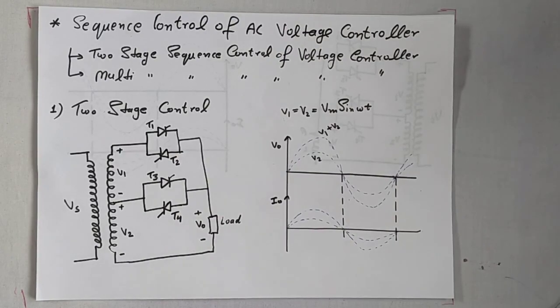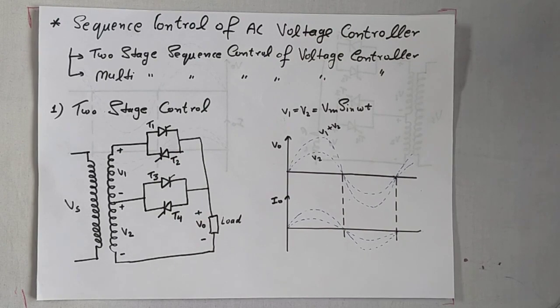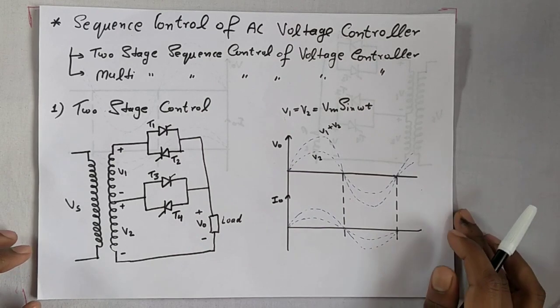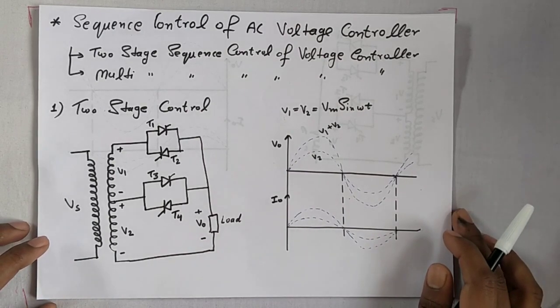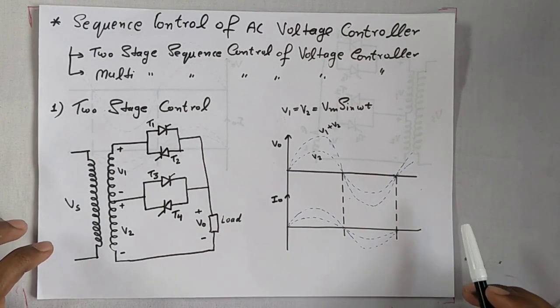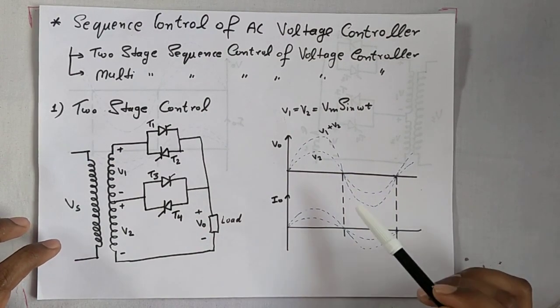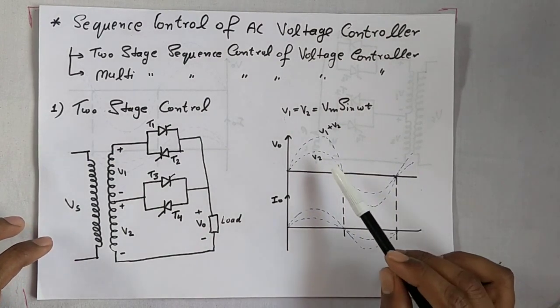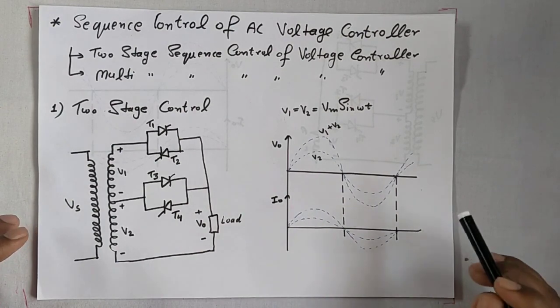Good evening everyone. My topic today is sequence control of AC voltage controller. In this lecture we will study the working of the circuit diagram and the output voltage and current waveform, and how to draw the output voltage and current waveform.